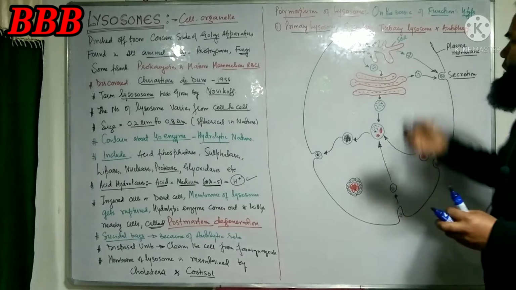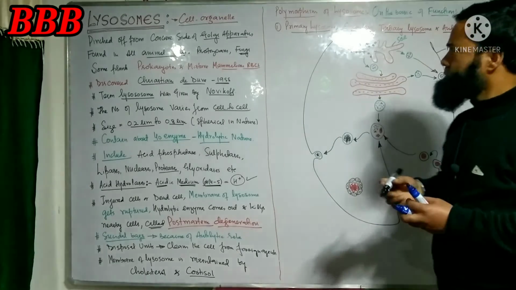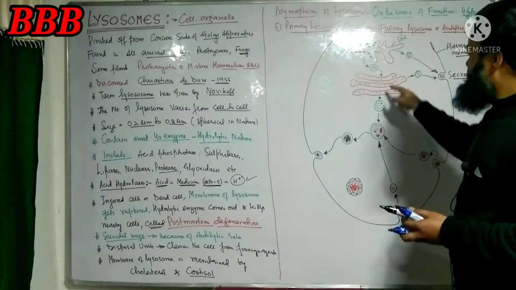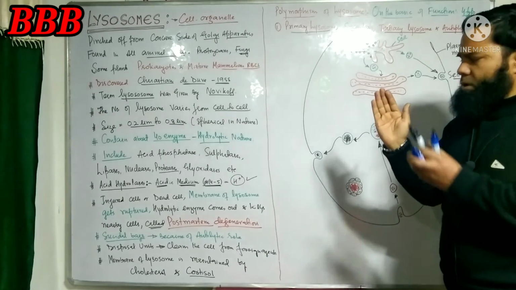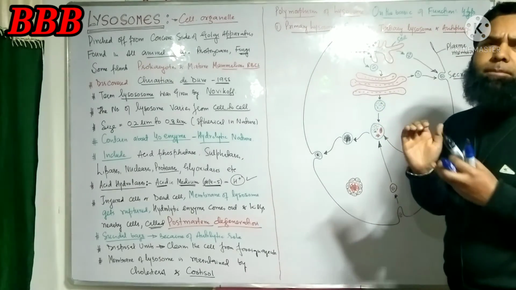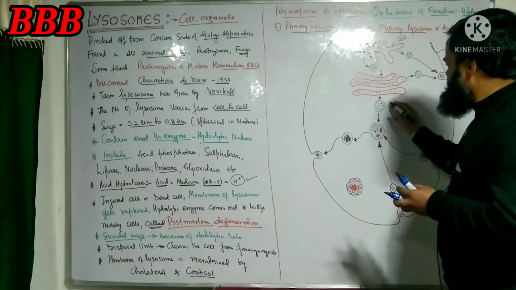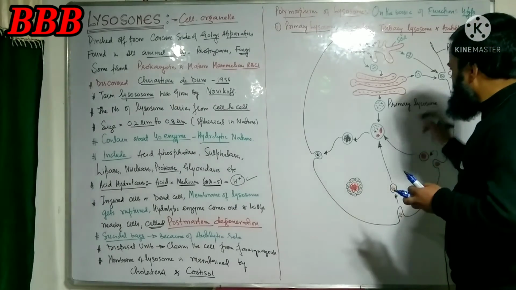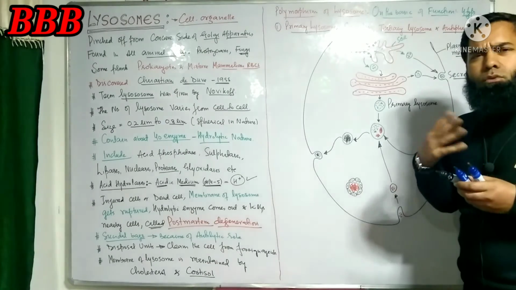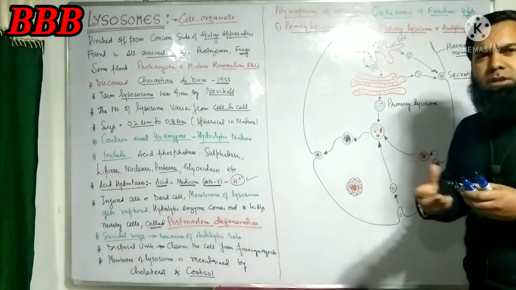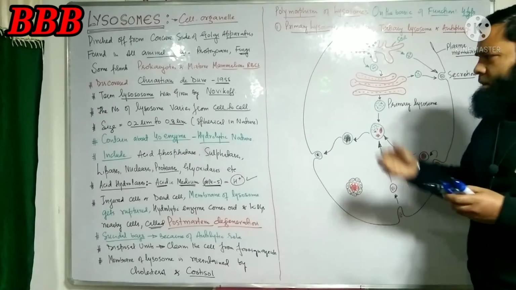The second point, what is a primary vesicle, or we can say the primary lysosome? The primary lysosome gets detached from the concave side of the Golgi apparatus. This is called the primary lysosome. It contains powerful enzymes which play a role in the digestion of macromolecules.